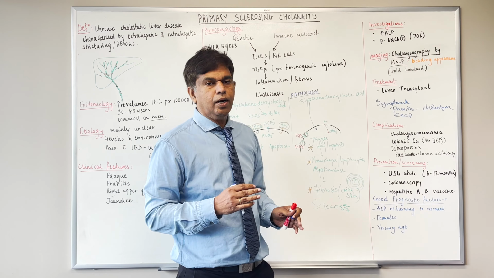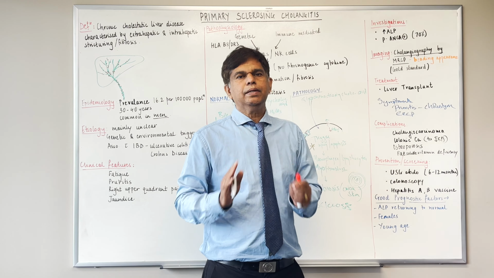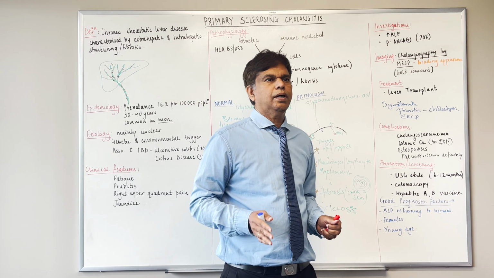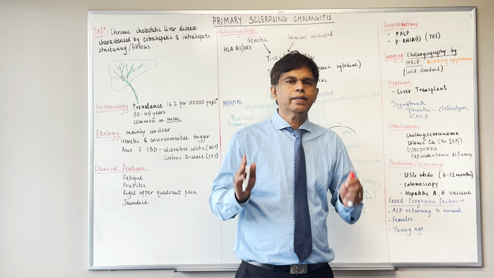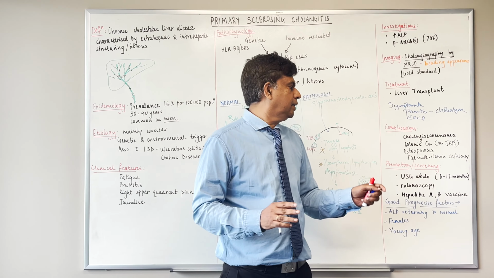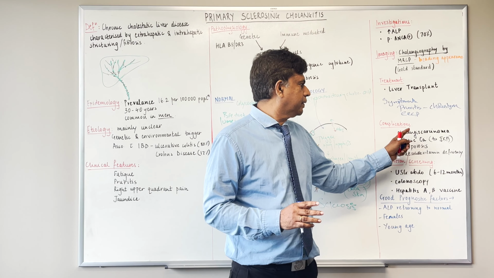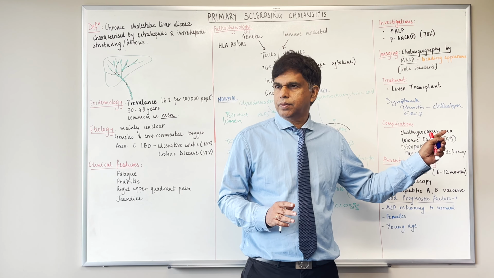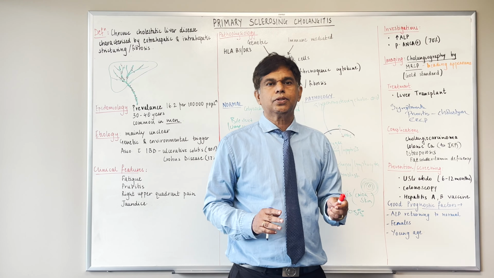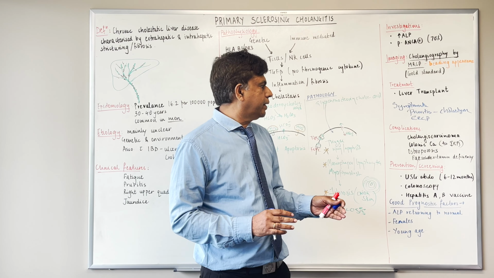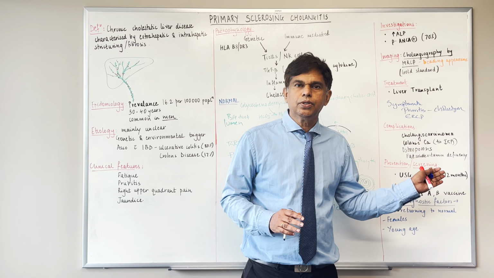Okay, and then what are the complications? The main thing you have to remember is that it's a pre-malignant disease, okay? When you talk about primary sclerosing cholangitis, it's a pre-malignant disease. So what is the malignancy we need to worry about in this patient? That is cholangiocarcinoma. That is the one you have to worry about, okay? Then you can also get colon cancer, especially in people with inflammatory bowel disease. And other complications are that you are going to lose fat soluble vitamins, with vitamin A, D, K deficiencies, and then osteoporosis is going to be there.